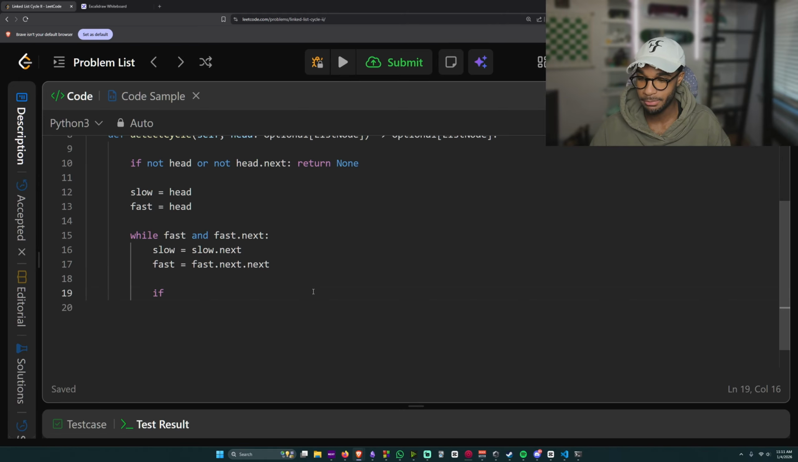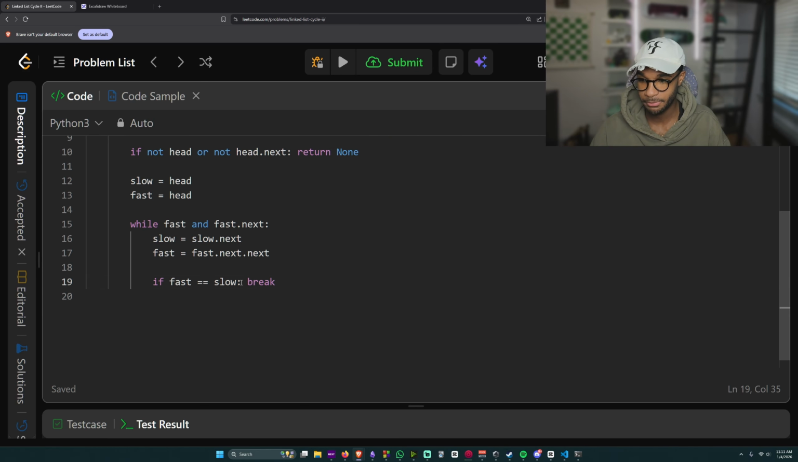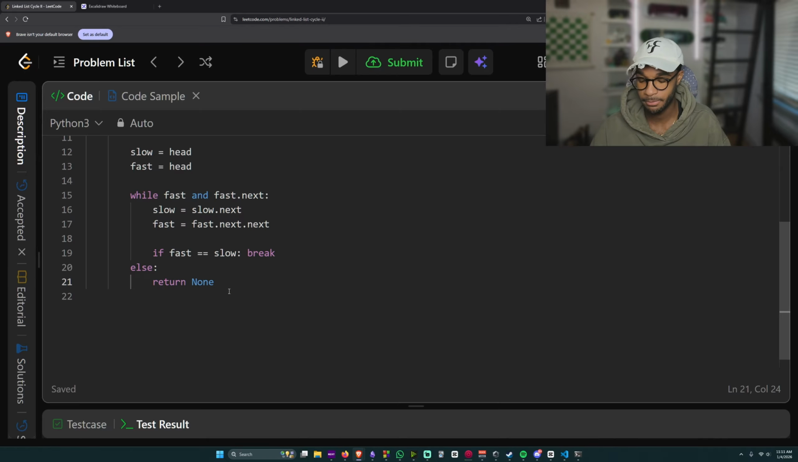And if they ever were to meet each other, we know there is a cycle. So if fast is equal to slow, we know there's a cycle. So what do we want to do? We want to break, because we want to keep the fast pointer where the meeting point is, right? And if that never happens, we can just say else return none, because if that never happens, we know there is no cycle, so we just return none.